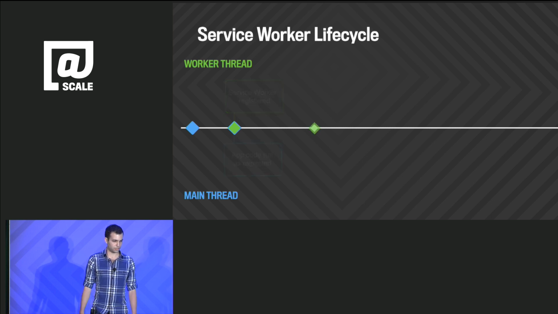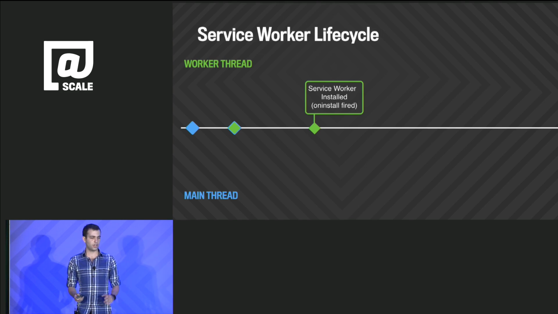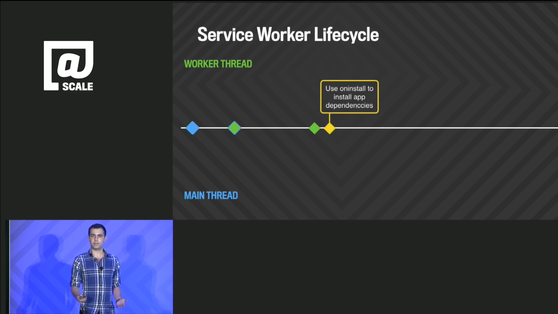Once the worker is registered, it gets installed and turned on, the code starts running, and an on-install event is fired to the service worker. It can use this event to maybe pre-cache some data, install dependencies, basically get ready to run and eventually be in charge of the web page.